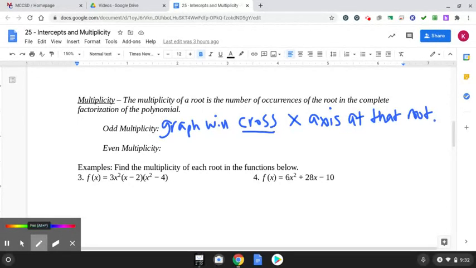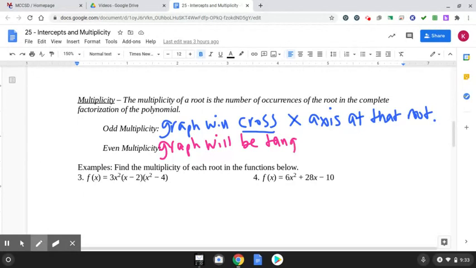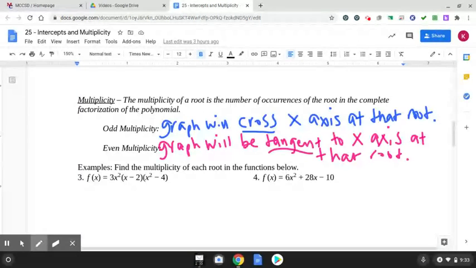Whenever you have an even multiplicity, your graph will be tangent to the x-axis at that root. Okay, so we have even is tangent, odd will cross. So for number 3, we're going to look at these two functions, the same ones that we just did because we just factored them completely. So you have them in your notes what they were when they were completely factored.